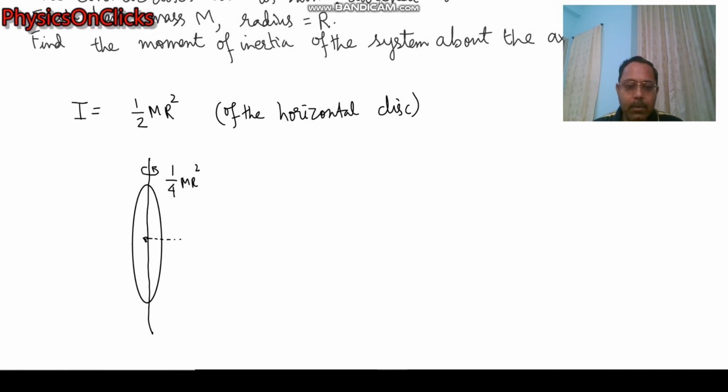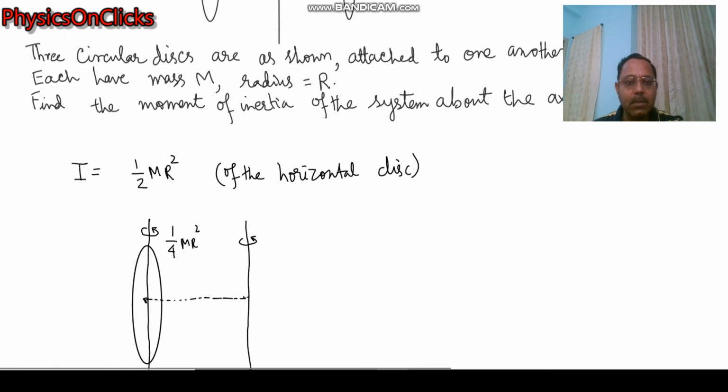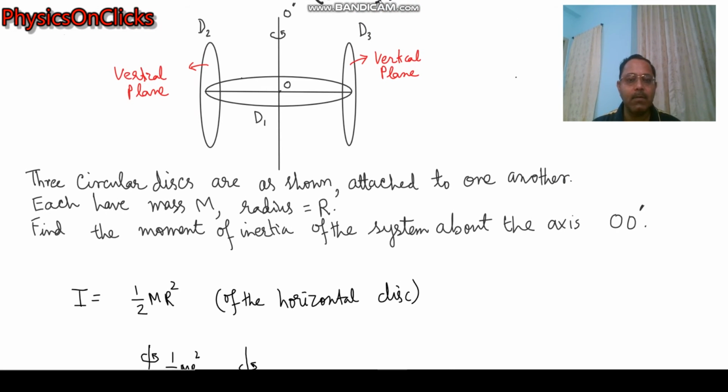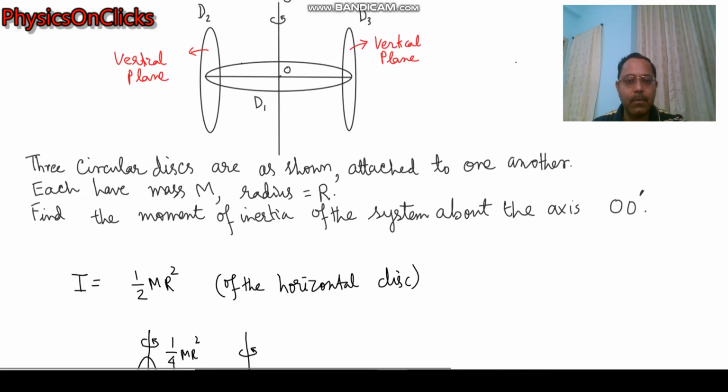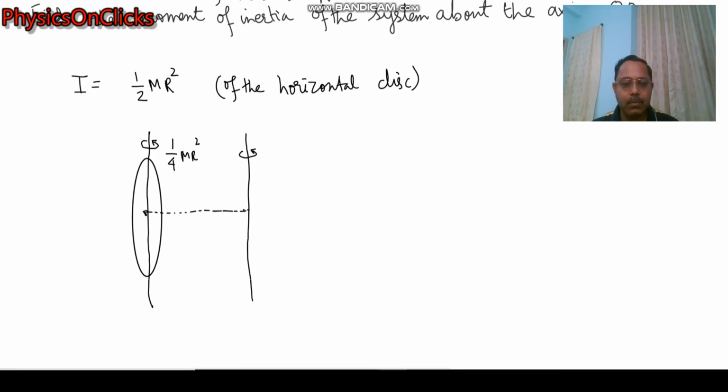Now, according to the theorem of parallel axis, shift this moment of inertia about an axis which is parallel to this. And what will be the distance? Just look at this. The distance is equal to r, is it not? From where point O is passing through. So this distance has to be equal to r.